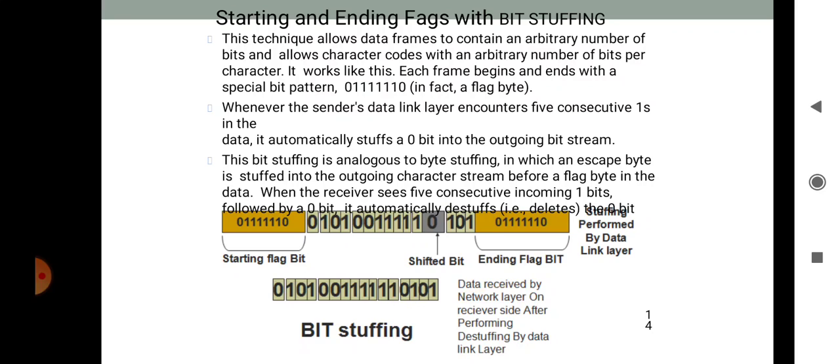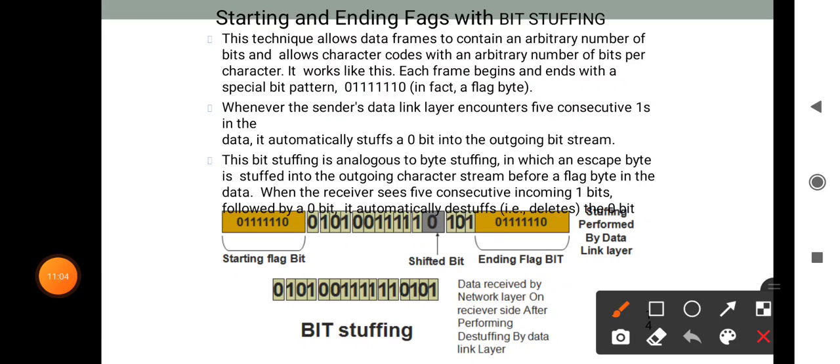Then the third method is starting and ending flags with bit stuffing. It allows character codes with an arbitrary number of bits per character. Each frame begins and ends with a special bit pattern. In this example, we take the special bit pattern 01111110, in fact a flag byte. Whenever the sender's data link layer encounters five consecutive ones in the data, it automatically stuffs a 0 bit into the outgoing bit stream.